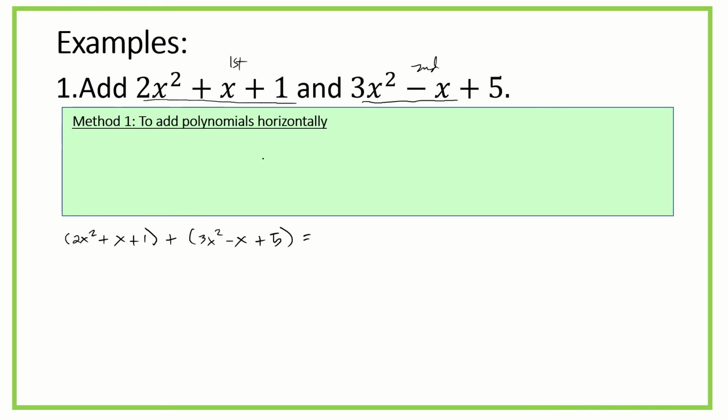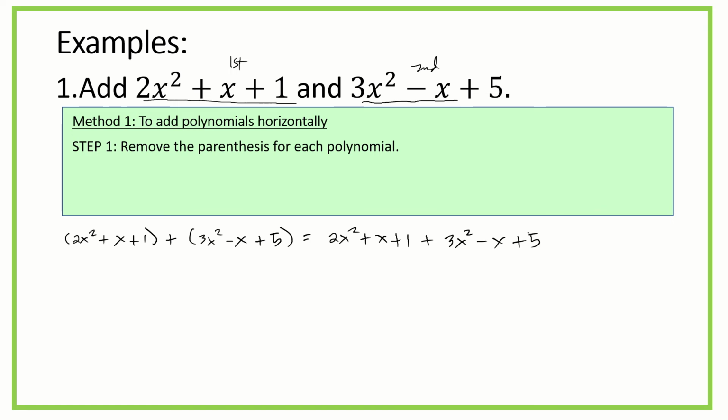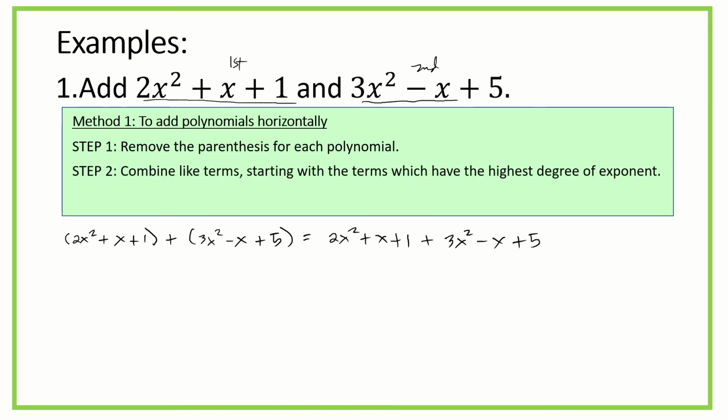Let us try to answer this using method 1 to add polynomials horizontally. Step 1 is simply to remove the parentheses for each polynomial. So that would become 2x squared plus x plus 1 plus 3x squared minus x plus 5. Let's now proceed to step 2. We combine like terms, starting with the terms with the highest degree of exponent.